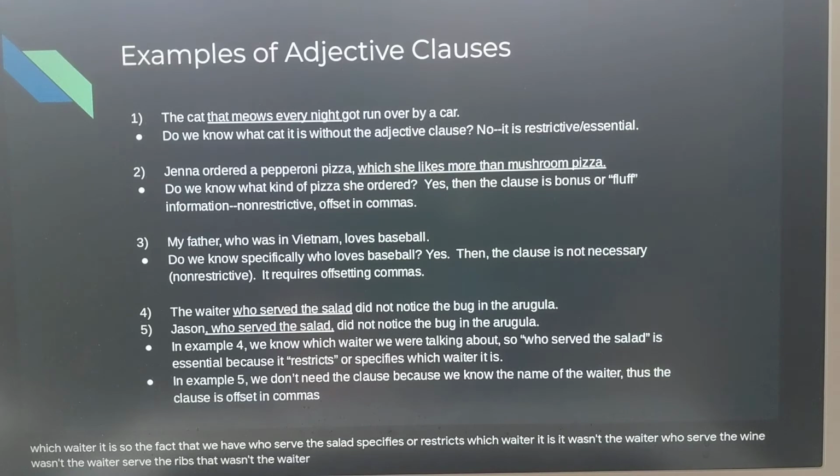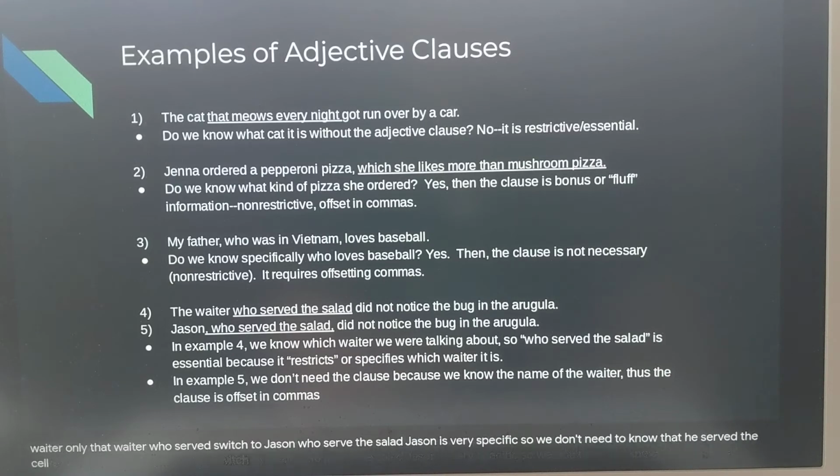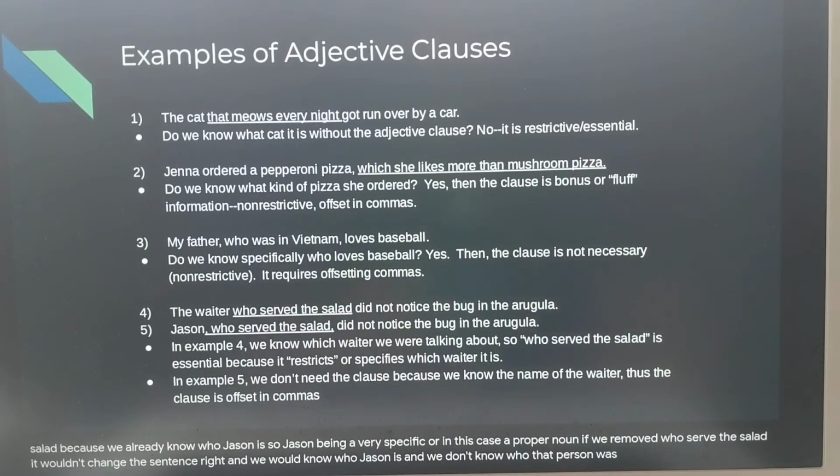It wasn't the waiter who brought out your birthday cake and sang happy birthday to you. It was the waiter, only that waiter, who served the salad. So when we switch to Jason, who served the salad, Jason is very specific, so we don't need to know that he served the salad because we already know who Jason is. So Jason being a very specific, or in this case, a proper noun, if we removed who served the salad, it wouldn't change the sentence, right? And we would know who Jason is. We would know who that person was.